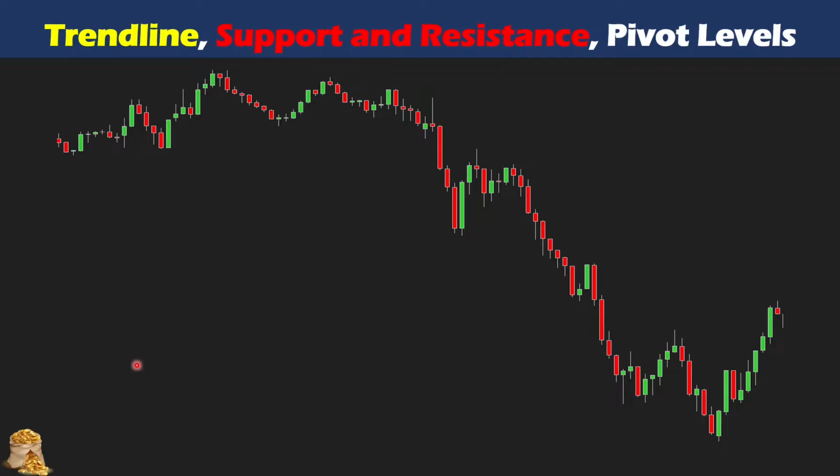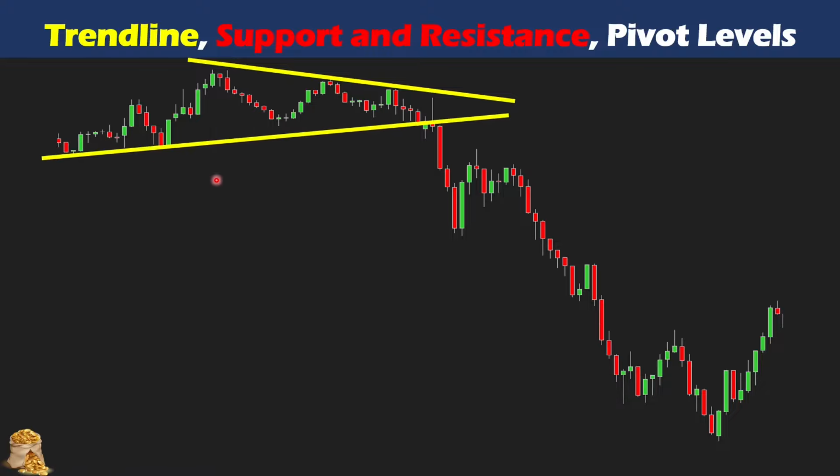Here's an example of how to use trendline, support and resistance, and the pivot levels together to make a successful trade. Let's first take a look at the trendline. Here we can see the market doesn't go anywhere, but it makes some highs here, here, here, and here. If we connect them together, there's a trend line at the top. But at the same time, we can also draw a trend line at the bottom because there's one point here and then one point here.